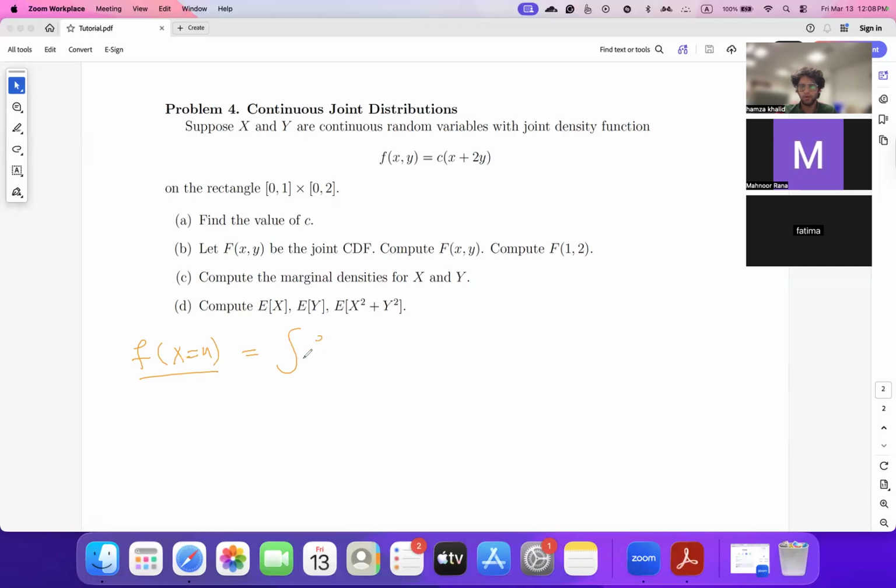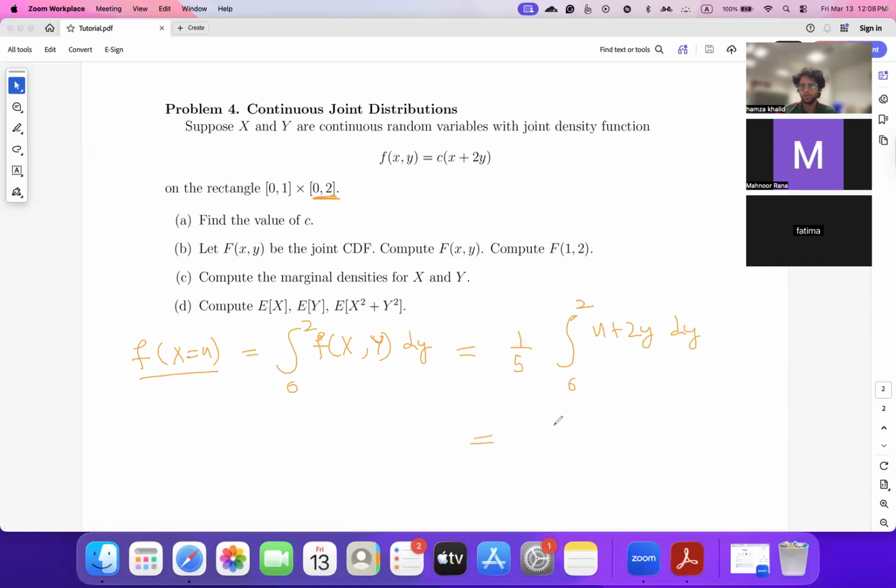So if you want to compute the probability density function of x, you just integrate the whole thing, which is this xy, with respect to y, right? And what are the limits of y? Well, that's 0 to 2. So that would just be 1 by 5, x plus 2y, 0 to 2 dy.